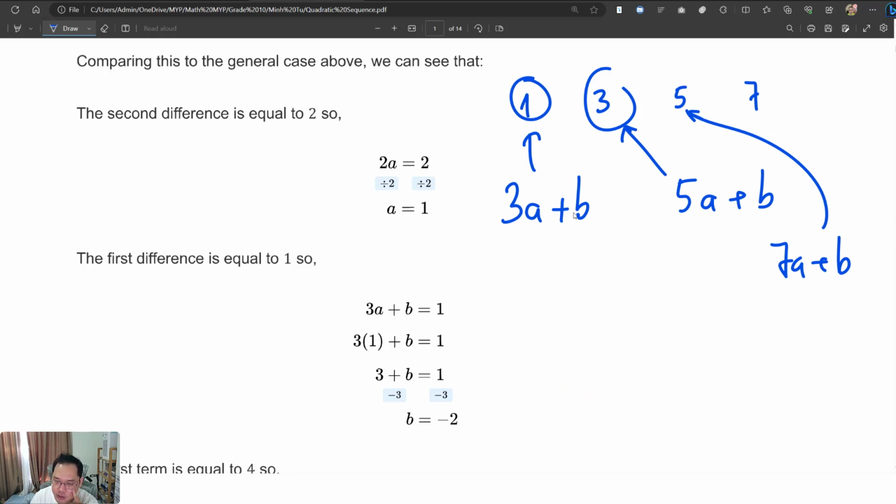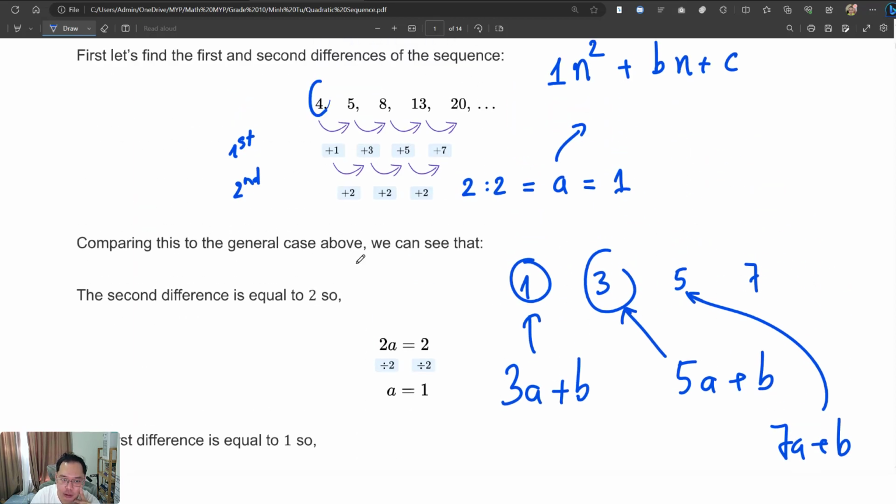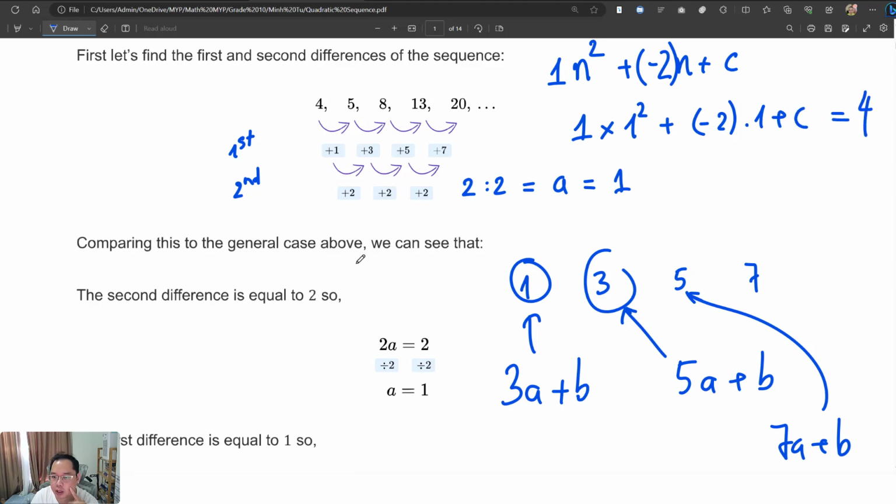The simplest way to find c is to go back to the sequence, the series. Meaning now we have a to be 1 and b now we have solved that to be minus 2. So to get the first value for here when n is 1, 1 times 1 squared plus minus 2 times 1 plus c equal to 4.